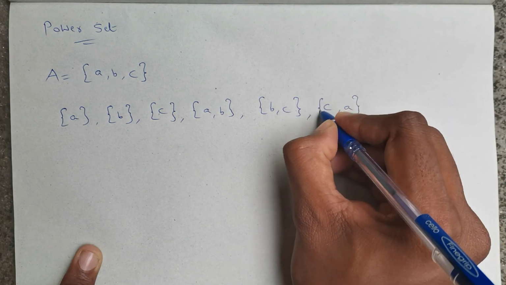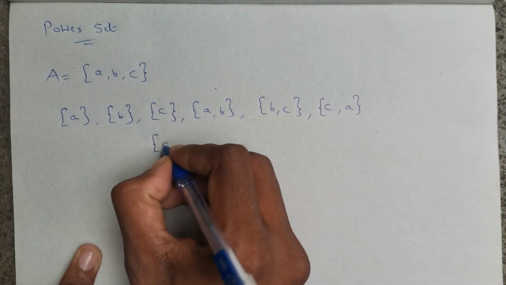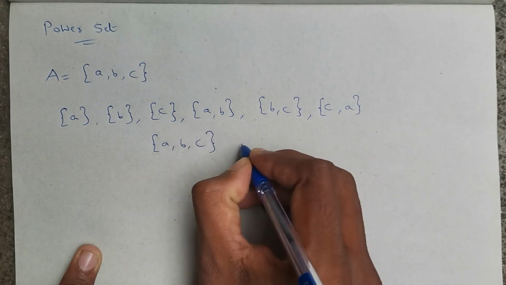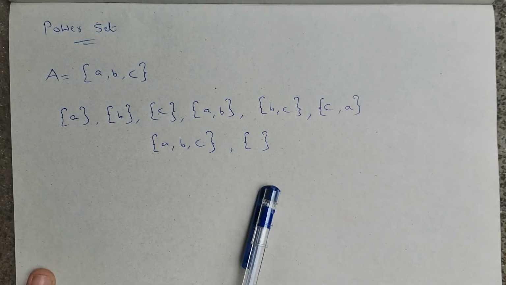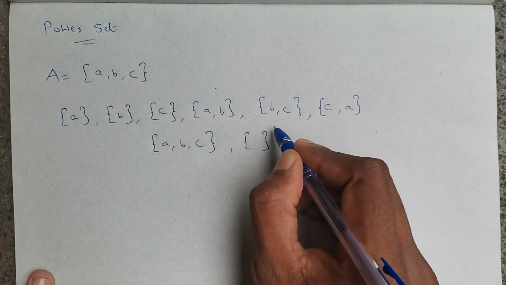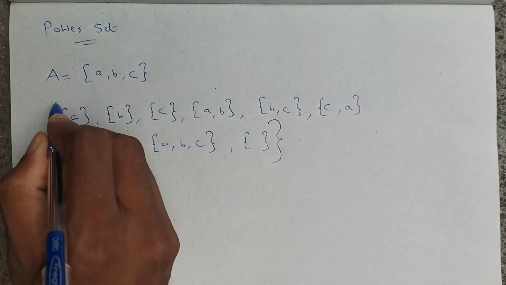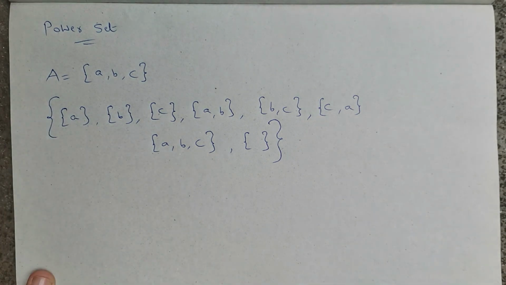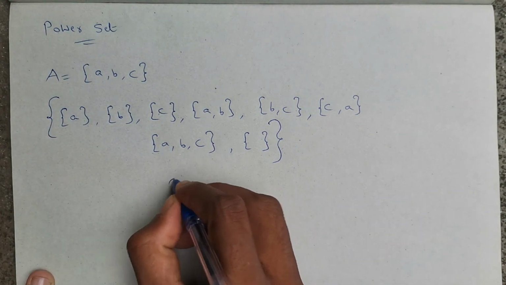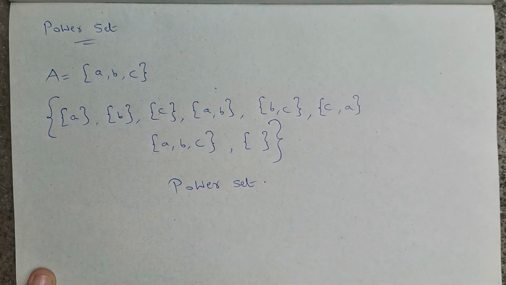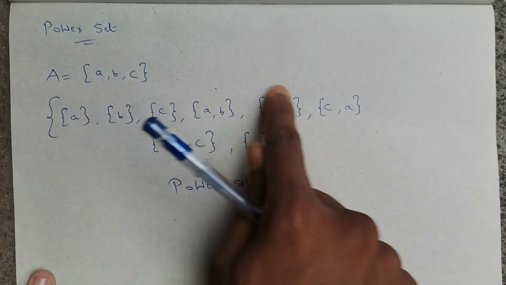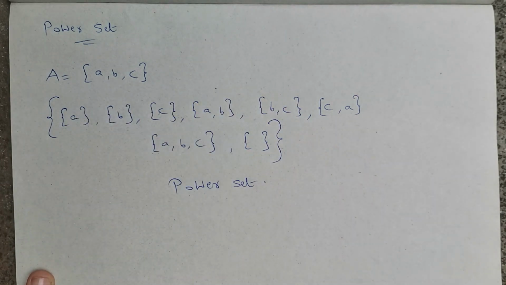One element completed, two elements completed. Now all three elements together, a, b, c, then including the empty set. These are all the subsets of the given set A. Now if I include all these subsets inside a set, then this set is called the power set. So power set is nothing but the set of all the subsets. The set of all the subsets is called a power set.